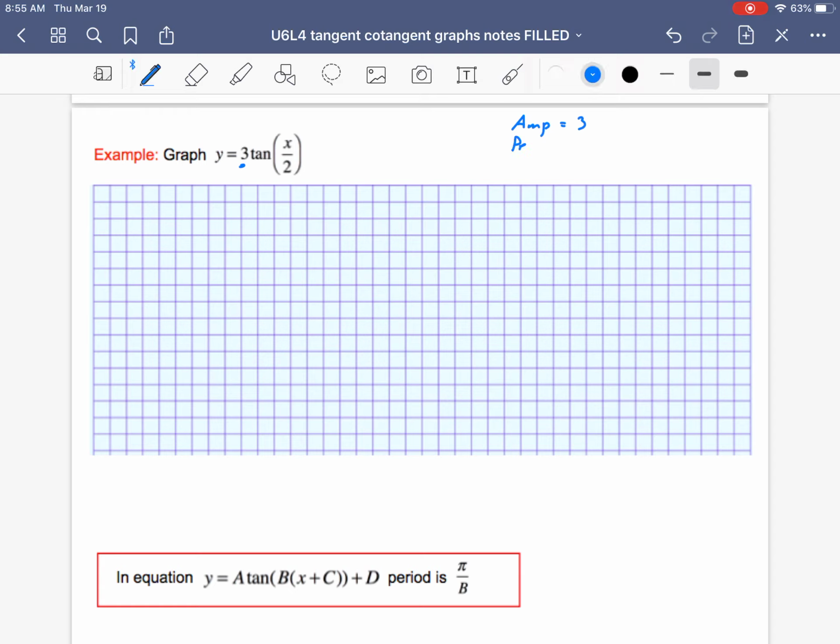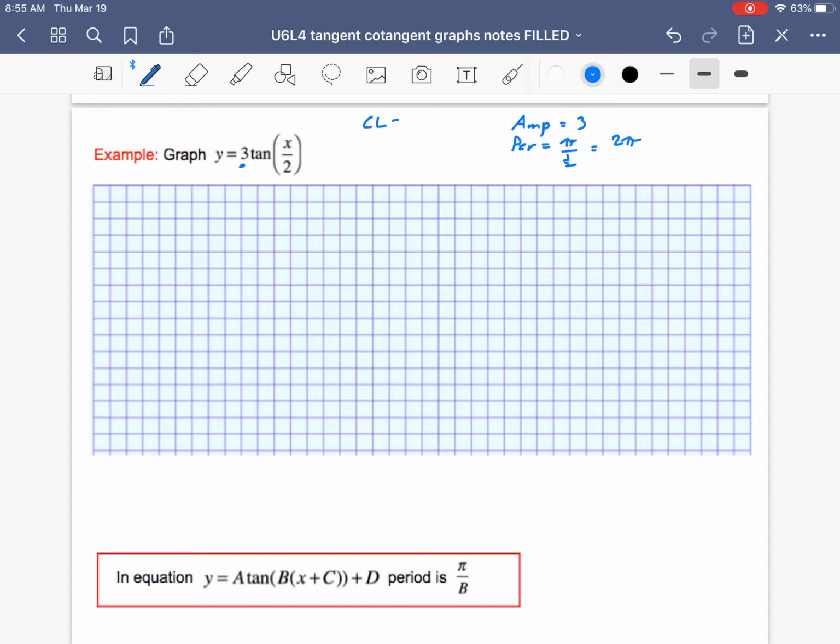So the next thing I like to write down is the period. That's going to be pi over a half, which is actually 2 pi, okay? Because x is divided by 2, that stretches the graph horizontally, so our period becomes 2 pi, which is larger than the normal period of pi. I'm running out of room here.